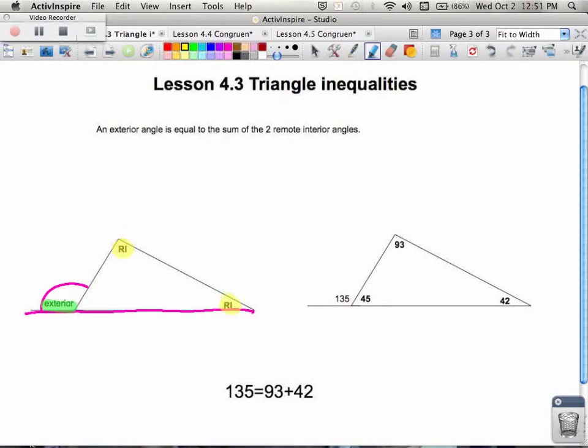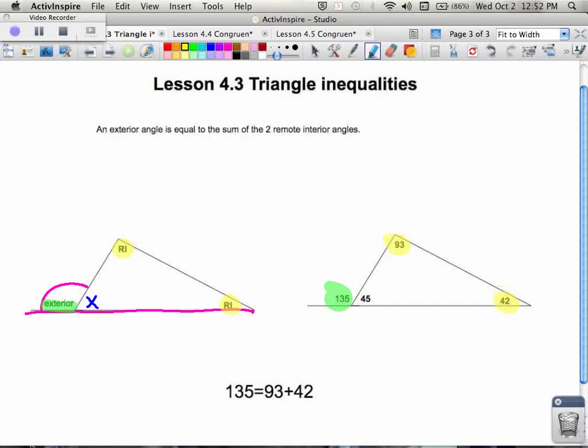Now the word remote means far away from, like a desert island kind of thing. So notice that when I highlight the exterior angle in green, I'm not talking about the angle that's right next to it that I just put the X for. I'm talking about the two angles that are farthest away. To show you how this works with numbers, if I look at the exterior angle on the right-hand triangle, which is 135 total, what we're saying is that 135 is equal to the 93 plus the 42. So the sum of those two yellow highlighted angles, the remote interiors, is equal to the green highlighted angle, which is called the exterior angle.